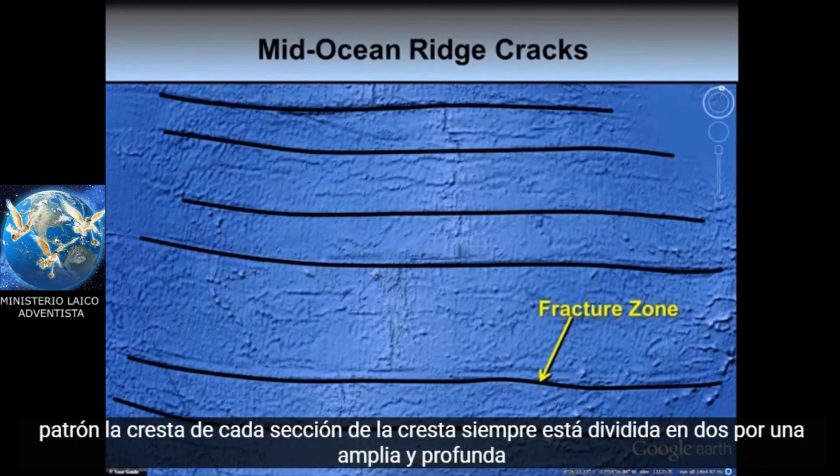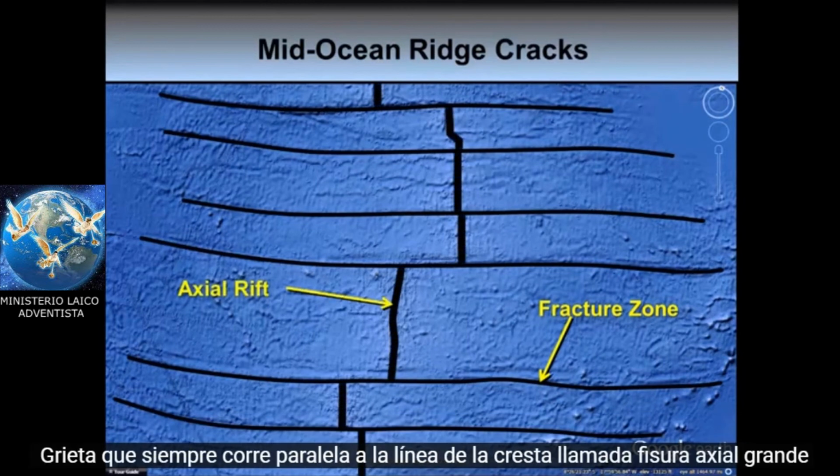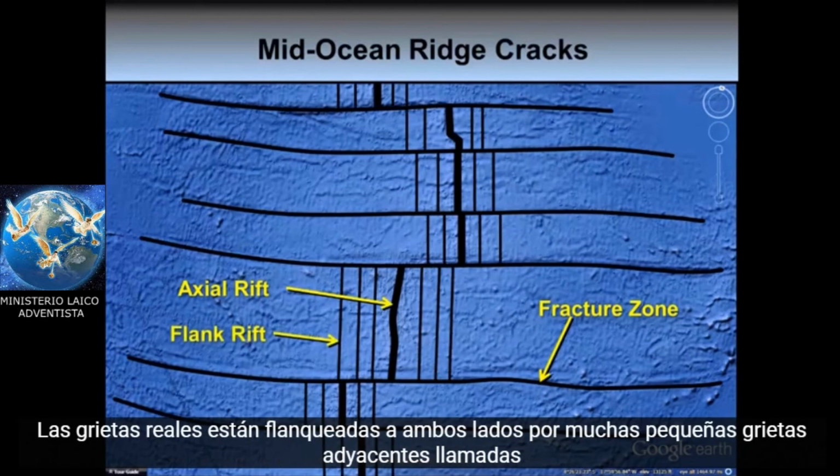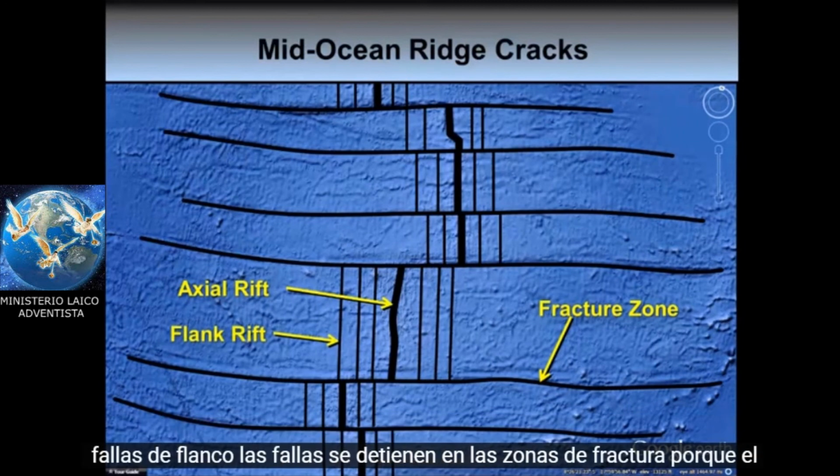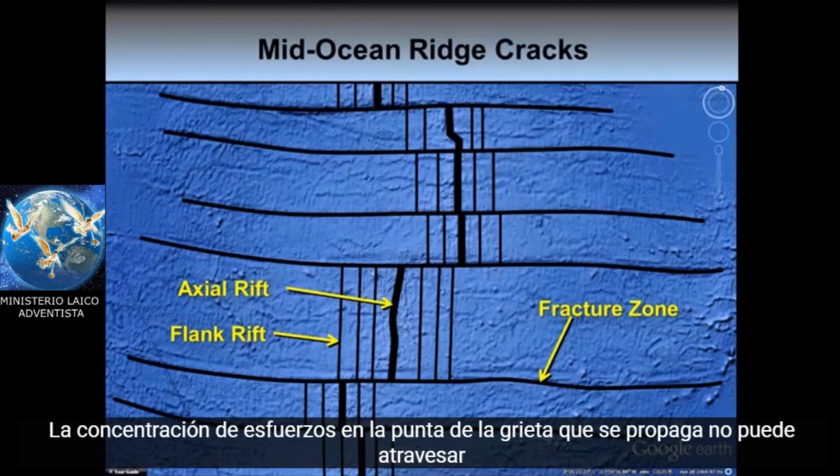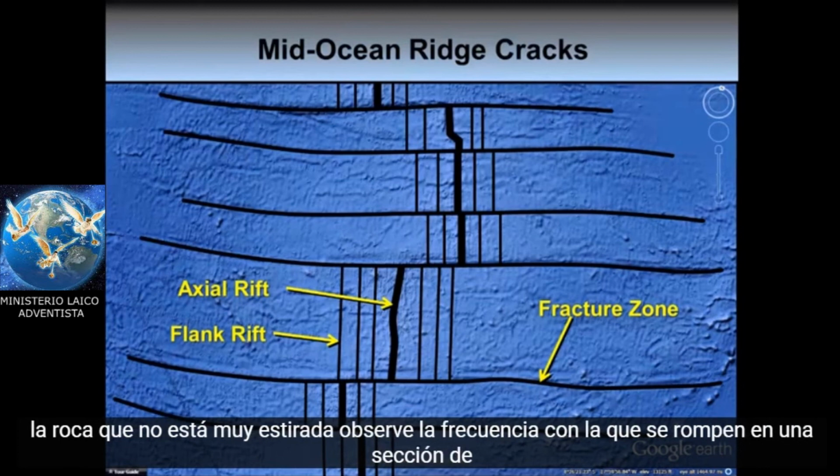The crest of each section of the ridge is always bisected by a wide, deep crack that always runs parallel with the ridgeline, called an axial rift. Large axial rifts are flanked on either side by many adjacent small cracks called flank rifts. Rifts stop at fracture zones because the stress concentration at the tip of the propagating crack cannot pass through the rock that is not highly stretched.